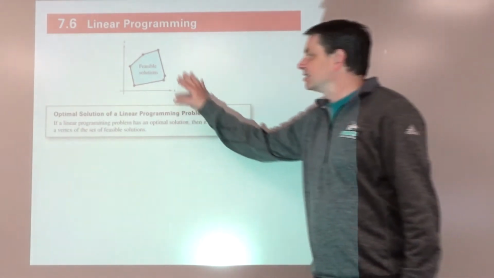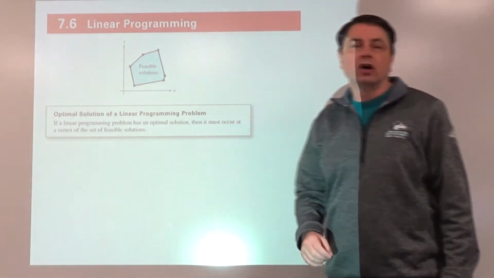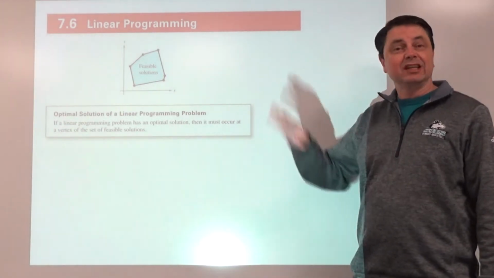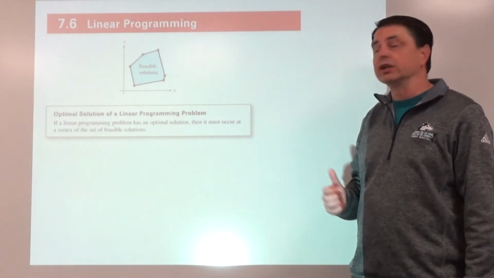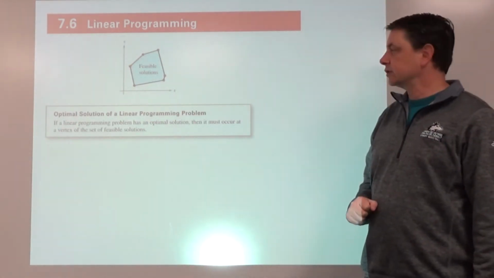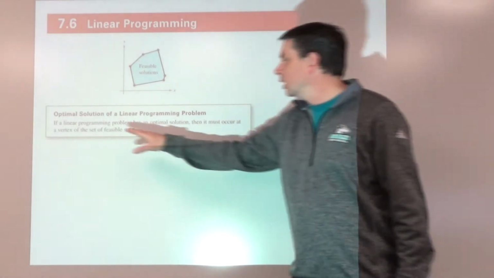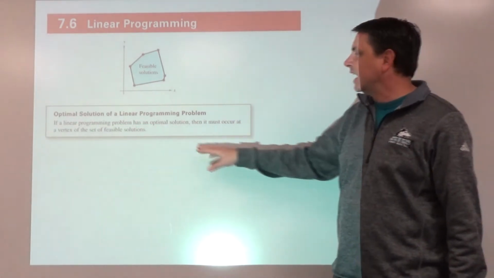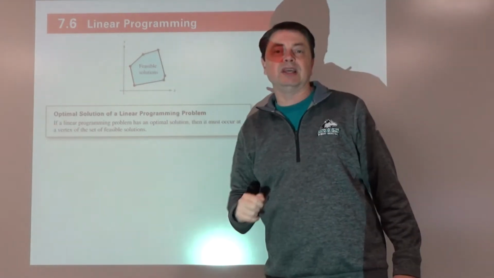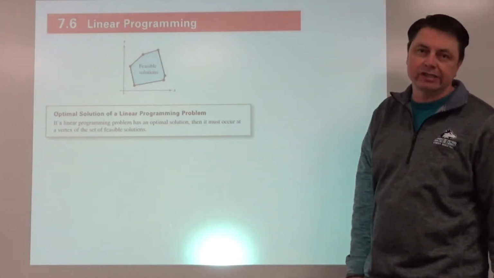Back in the previous lesson, we looked at solving and graphing a system of inequalities. Those would be constraints, and that would generate our feasible solutions. And so the optimal solution is going to have to occur somewhere in here, and it's usually going to be at one of the edges, one of the vertices.